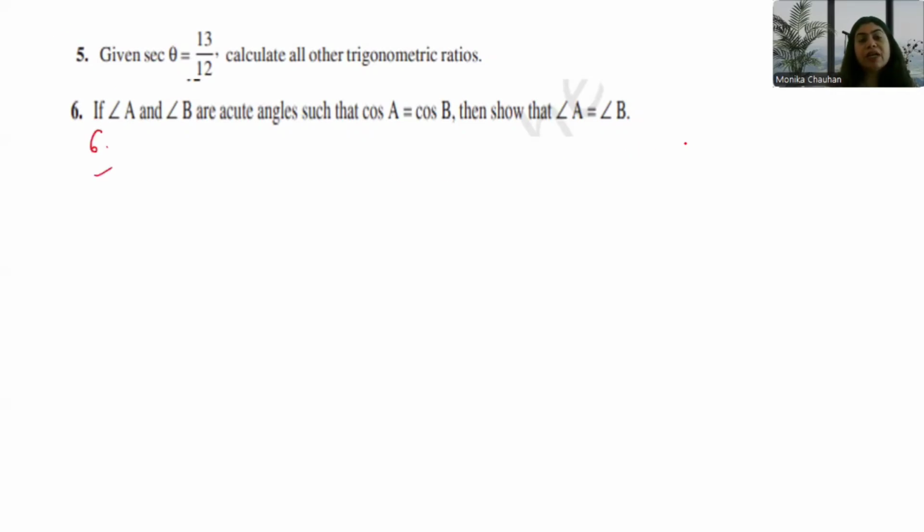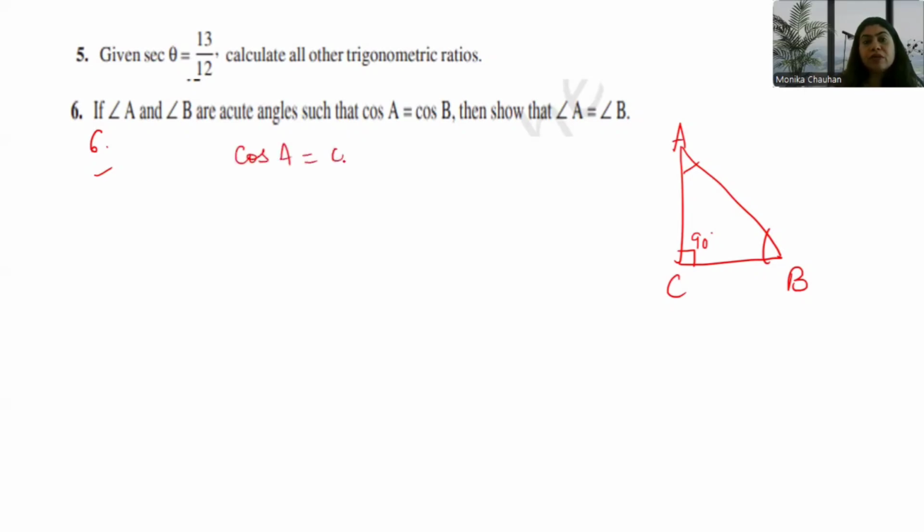If angles A and B are acute angles, so A and B are given acute angles. Now you know that in a right angle triangle, the other two angles are acute, this and this. So let me make this A and B as acute angles, and so this must automatically be angle C. So cos A is equal to cos B. It is given cos A is equal to cos B. First of all, let's calculate cos B with respect to this. Cos B means this is my base and this is my hypotenuse. So BC upon AB.